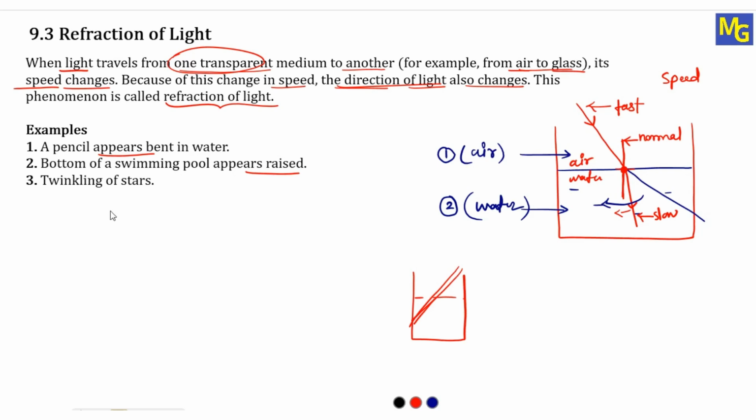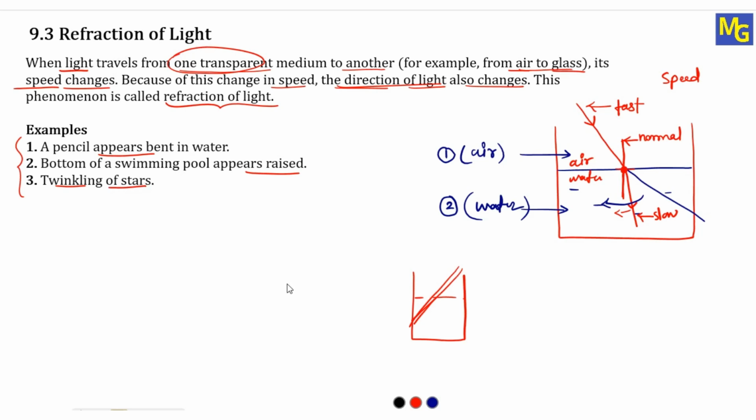And a very common phenomenon is the twinkling of stars. Stars twinkle because of the refraction process occurring in the atmosphere. We can see that the stars are twinkling. These are the other three examples which I have taken from your NCERT book, and which explain the phenomenon called refraction of light.